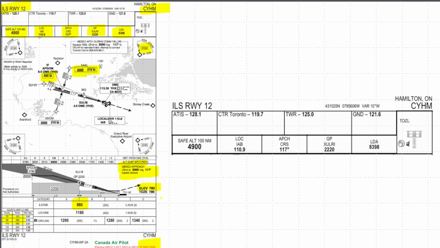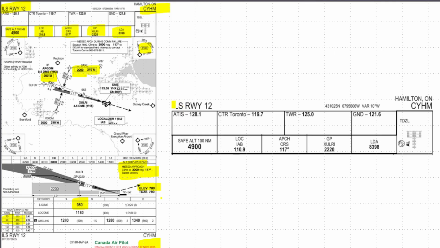Okay, so that was a quick run through of how I would brief this approach. So we're going to go through certain parts of this approach, why I briefed certain things, why I think some things are important and some things aren't. So let's get started with that.